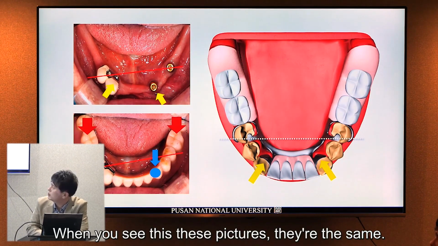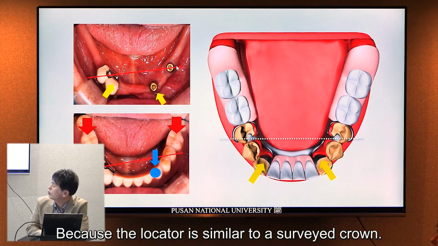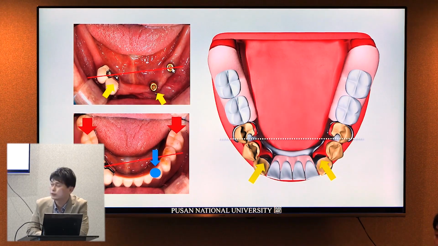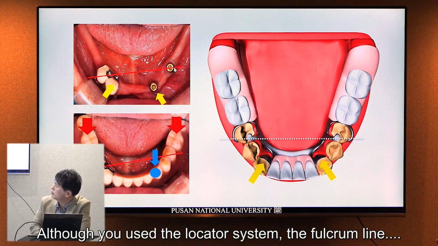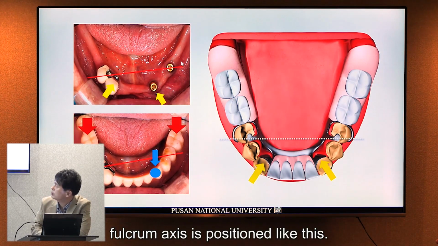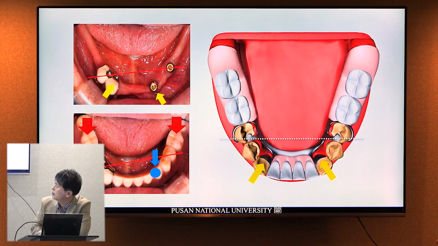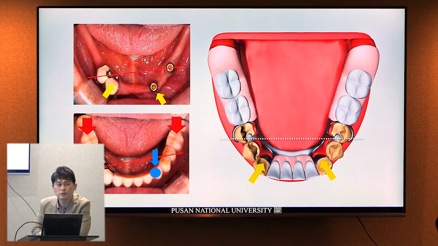When you see this picture and this picture, this is the same. You know? Because the locator is similar to the surveyed crown. Yeah? So, although you use the locator system, the fulcrum line, the fulcrum axis, is positioned like this. And then this locator can give the indirect retainer function. You know?